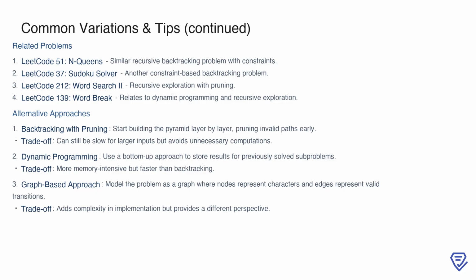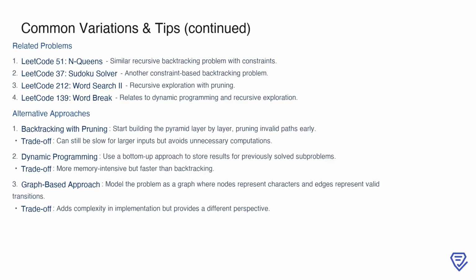Considering alternative approaches, backtracking with pruning is a common method. Here, you build the pyramid layer by layer, discarding invalid paths early on. The trade-off is that while it avoids unnecessary computations, it can still be slow for larger inputs. Dynamic programming offers another option, where results for previously solved subproblems are stored in a bottom-up manner. This approach is generally faster but requires more memory.